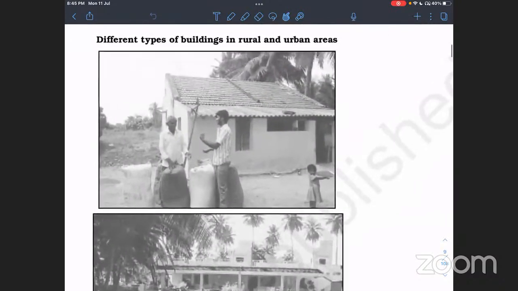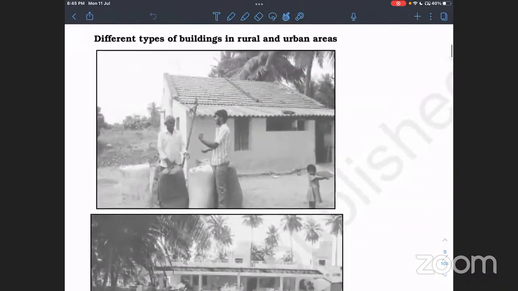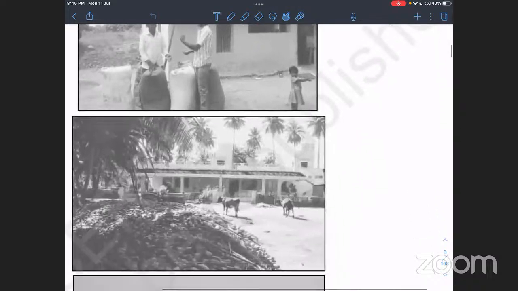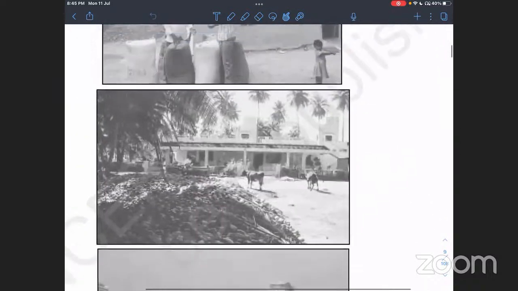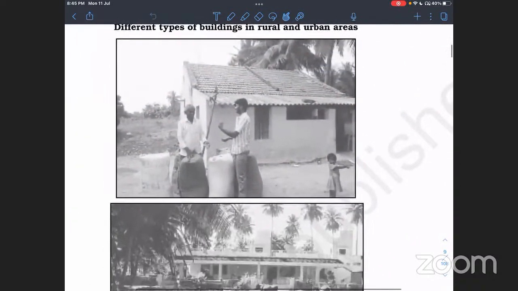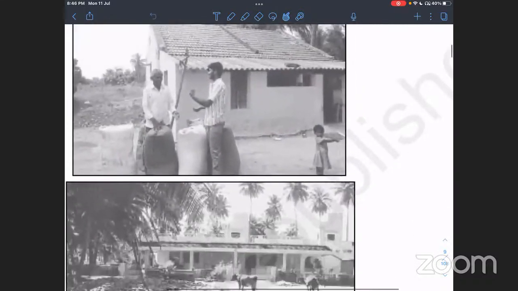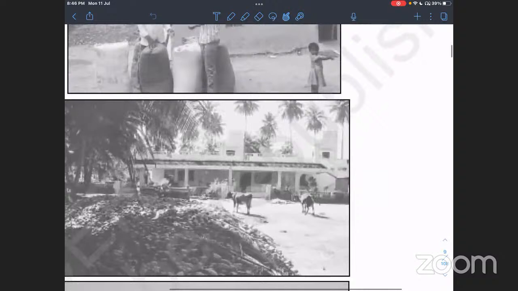In rural areas, the general tendency is people belonging to different castes live in different streets. Did you hear this? People belonging to different castes live in different streets. Let's say somebody Dalit, lower caste, he might be living in the periphery of the village. Whereas somebody who is rich, a landlord, he'll be living in the center of the village.